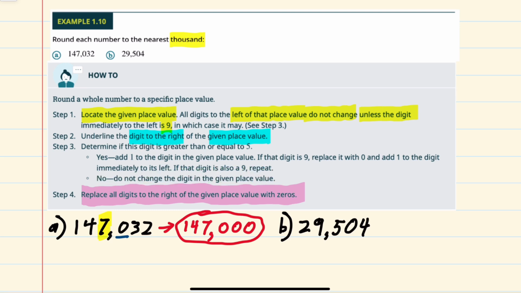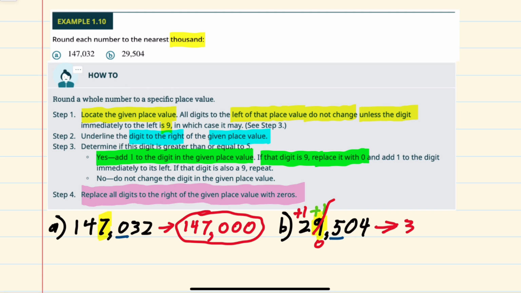For B, our number is 29,504. Locating the thousands, we see that that's a 9. In step 2, underline that digit to the right. In step 3, determine if that underlined digit is greater than or equal to 5. Yes, it is. So we will need to add 1 to the place value. And since it's a 9, we'll need to replace it with a 0 and add 1 to the place value to the left, meaning that that first digit will now be a 3.